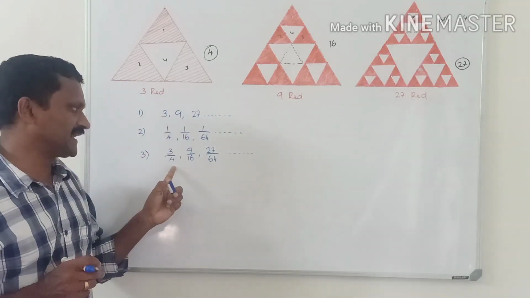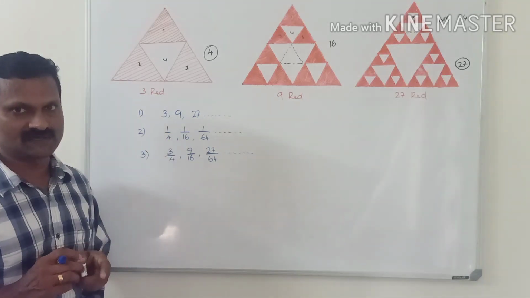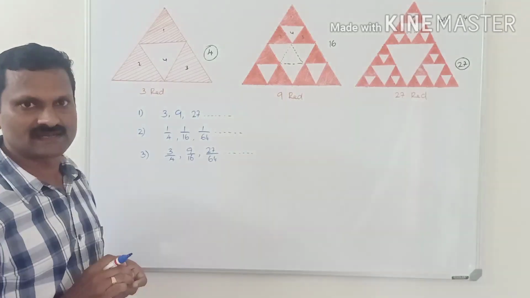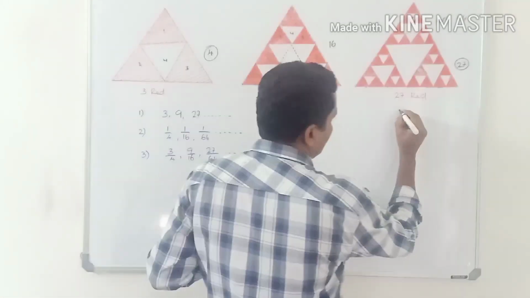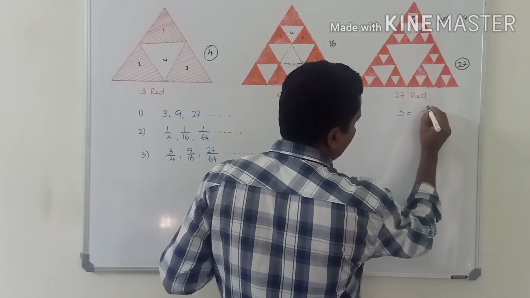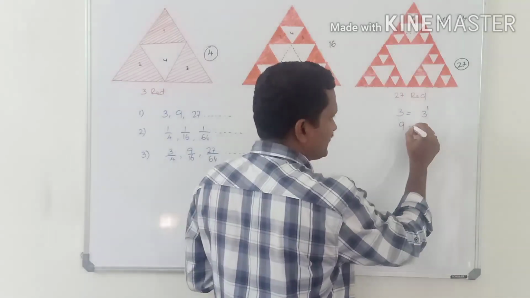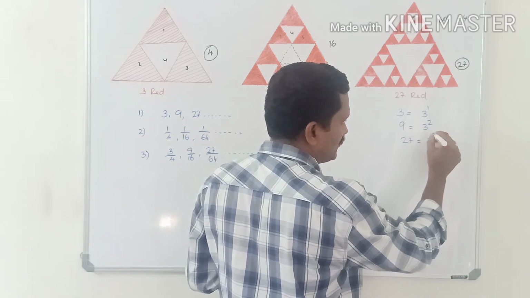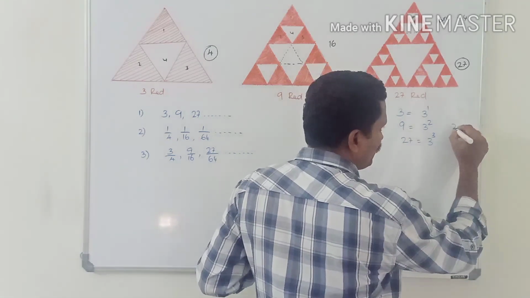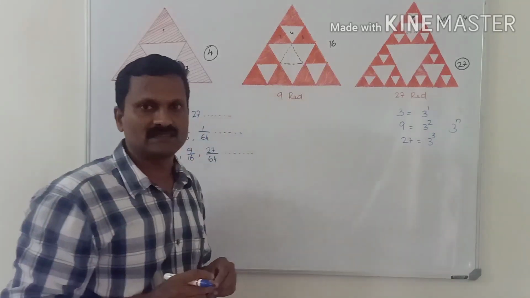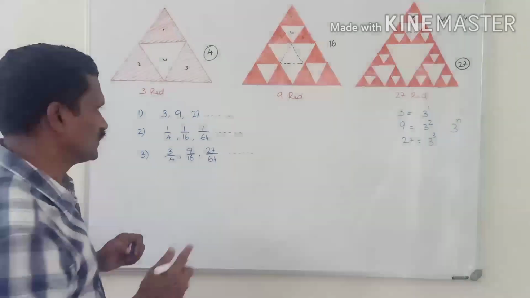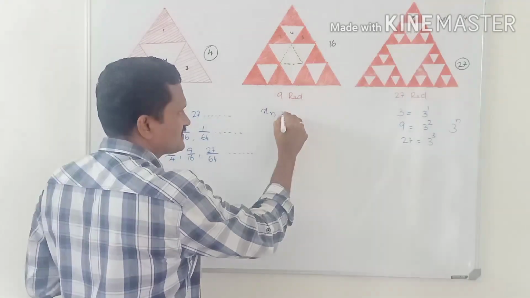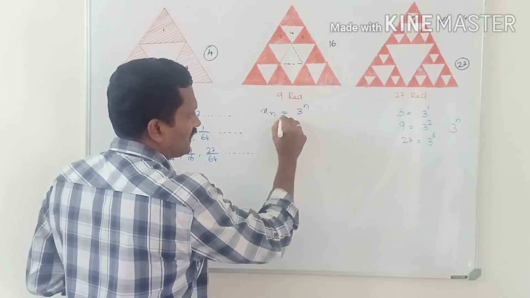Write the algebraic expression of these 3 sequences. First one, 3, 9, 27, etc. This 3 can be written as 3 raised to 1. 9 is taken as 3 square and 27 can be taken as 3 cube. In general, we can write it as 3 raised to n. So the algebraic expression of the first sequence is xn equal to 3 raised to n.